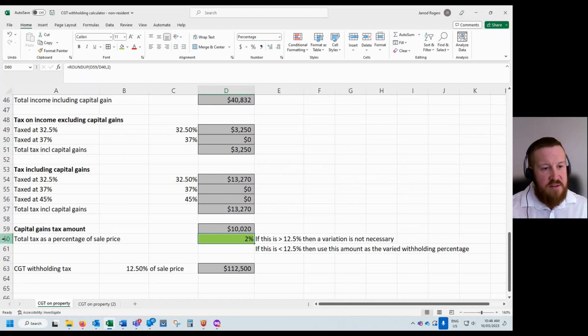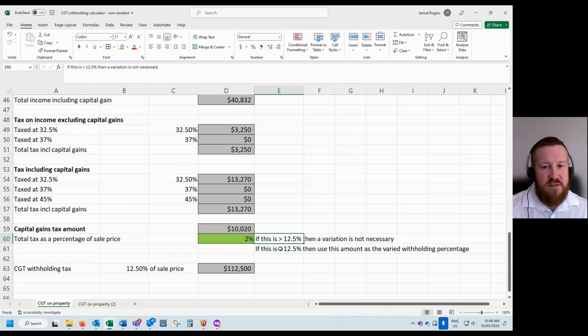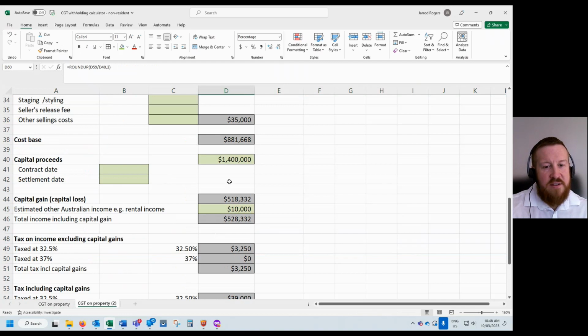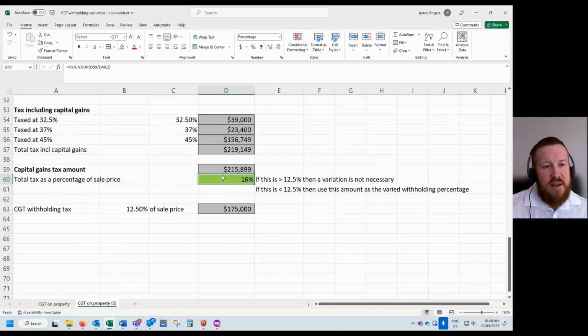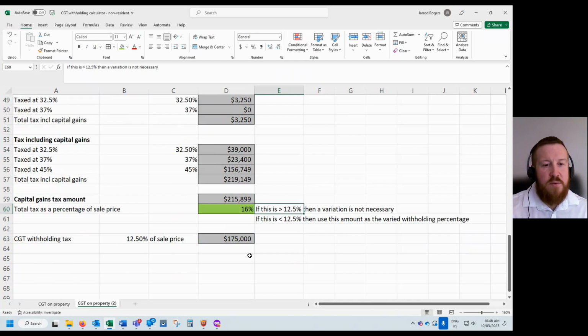Well, you can see here in the spreadsheet, which I'll put in as a link in the description of this video, by the way, so you can use this yourself. But in the second scenario, where we've made a large capital gain, the capital gains tax is the equivalent of 16% of the sale price. So 16% is more than the 12.5%. So there's no point us doing a variation. Variations are only if you want to lower the withholding to something below 12.5%, right? In this case, it's going to be more.